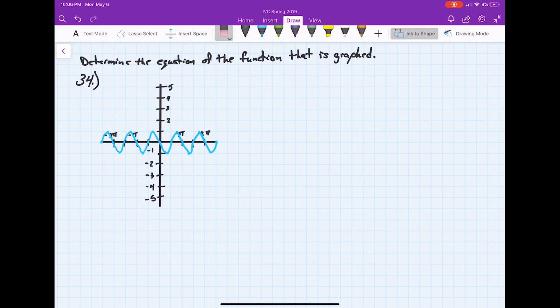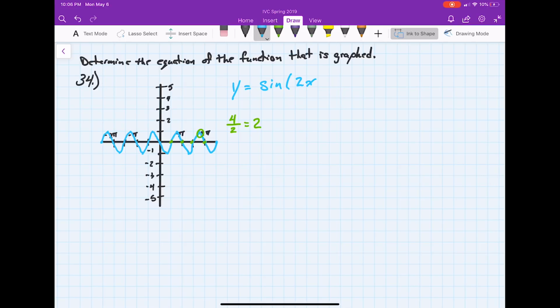So for number 34, or these next couple, we'll be determining the equation of the function that is graphed. So this is craziness. Y is going to be equal to sine, because I like to deal with sine. It's easiest for me to see. And some x value here. So 1, 2, 3, 4. 4 crossings of the x, 4 over the 2 at the 2 pi. That's here. So I'm really going to get 2 here. So it's going to be 2x.